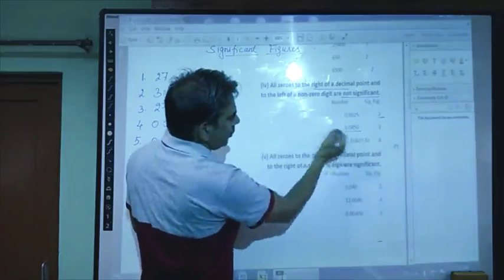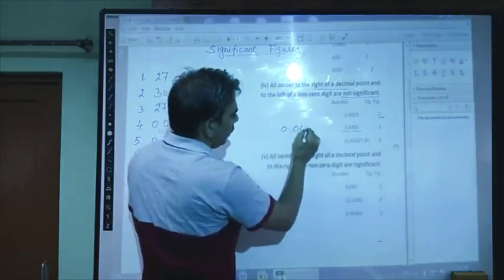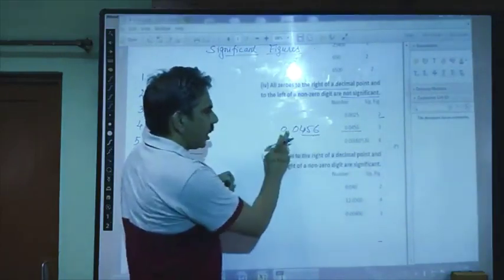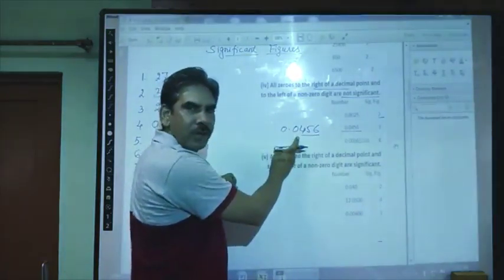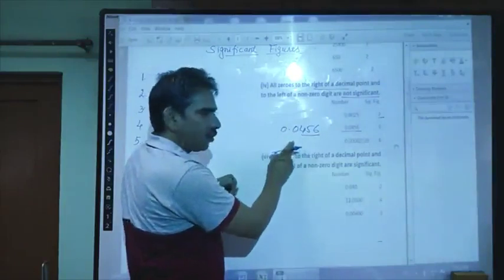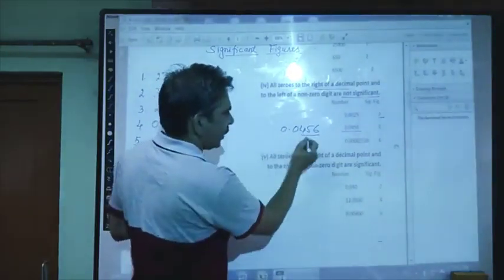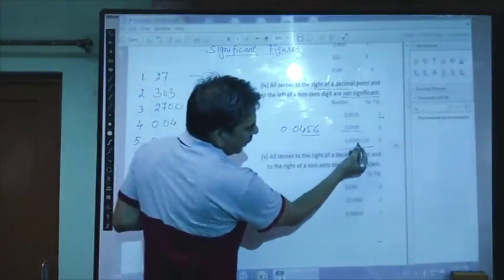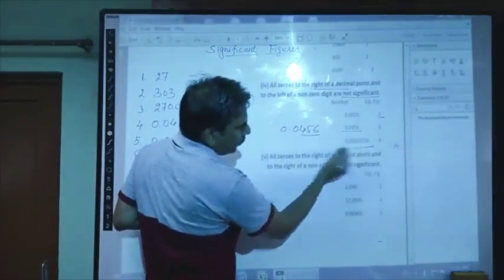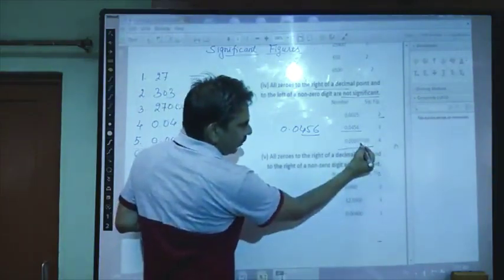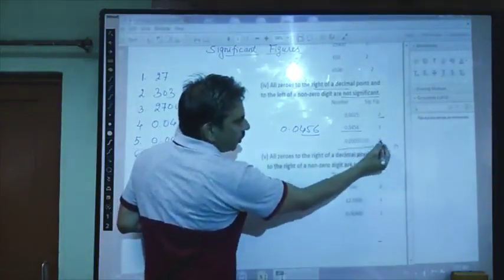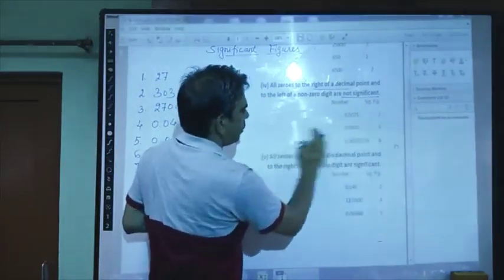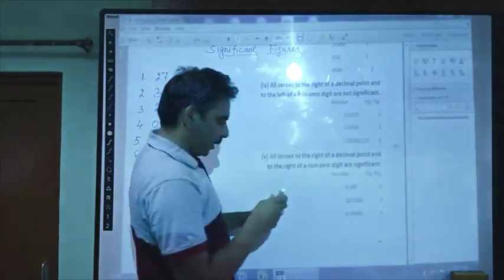Another example is this, 0.0456. It has three significant figures, because after the decimal, to the left of a non-zero digit, the zeros are not significant figures. So there are three significant figures in this number. In this case, there are 1, 2, 3, 4 zeros which are not significant figures. So the numbers left are 4. So there are 4 significant figures. This is the first rule about decimal numbers.